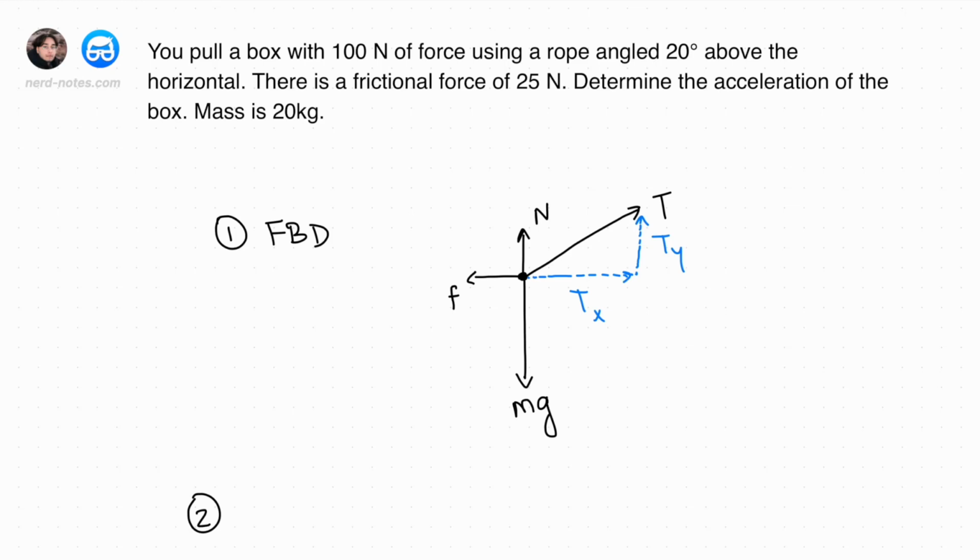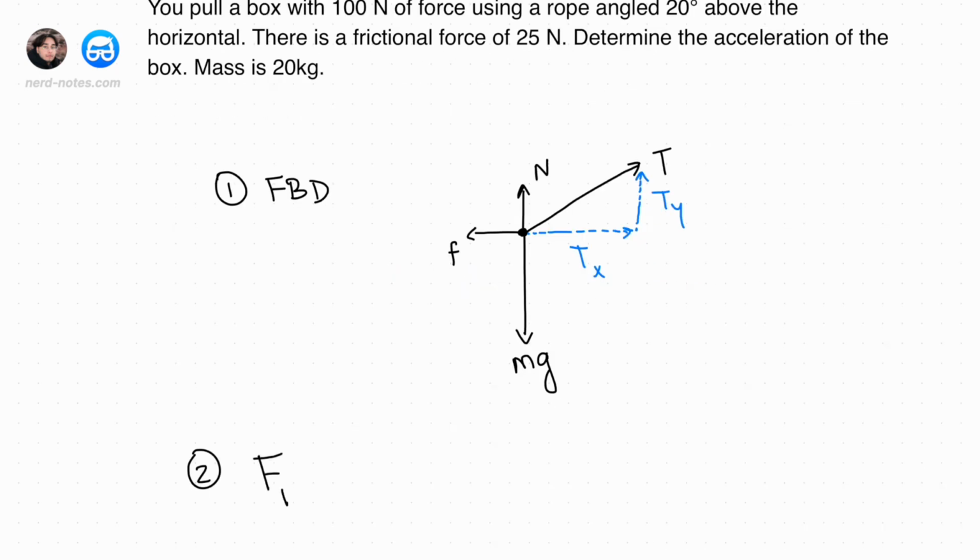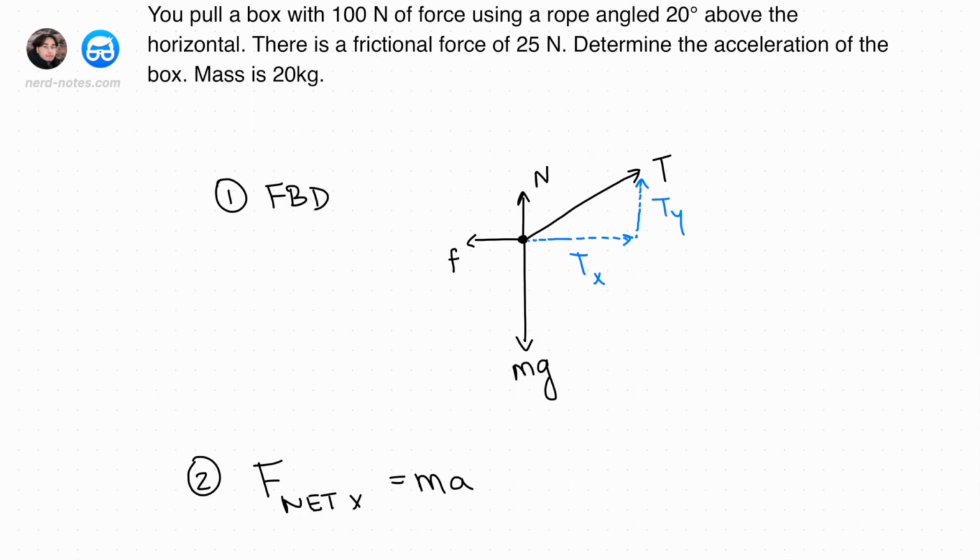Now you don't always have to do that, and by that I mean, because we're determining the acceleration, I know that the acceleration is only going to be in the horizontal direction. So I want to start off by doing F net in the x direction is equal to ma. But again, just for the sake of this problem, I'm going to do both directions.